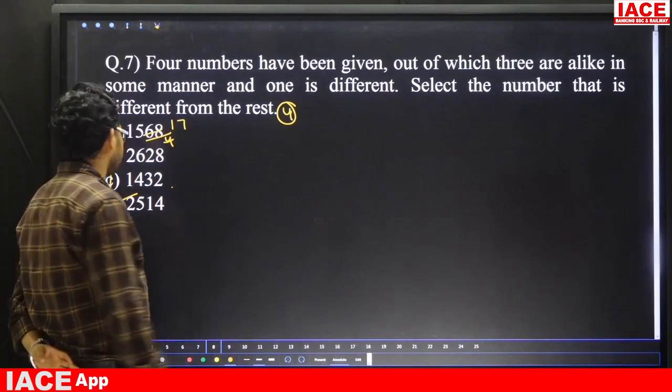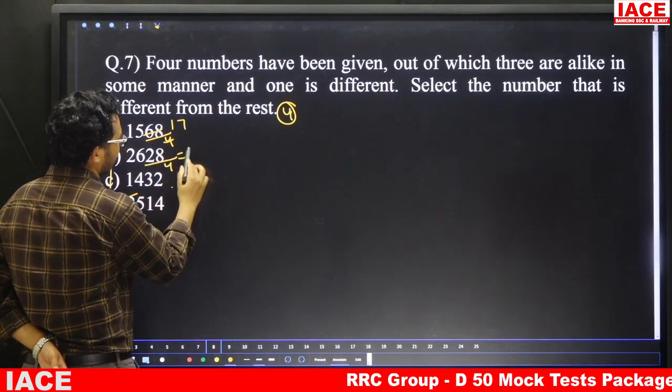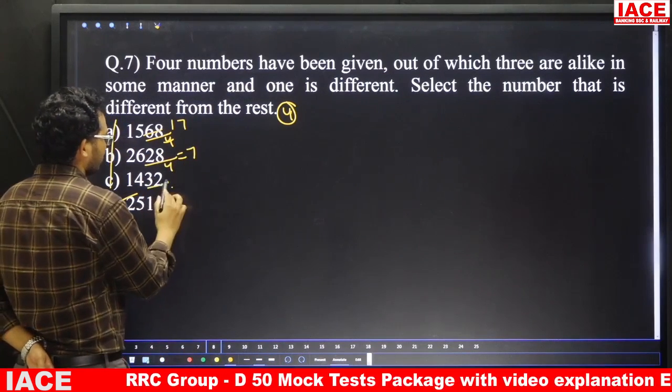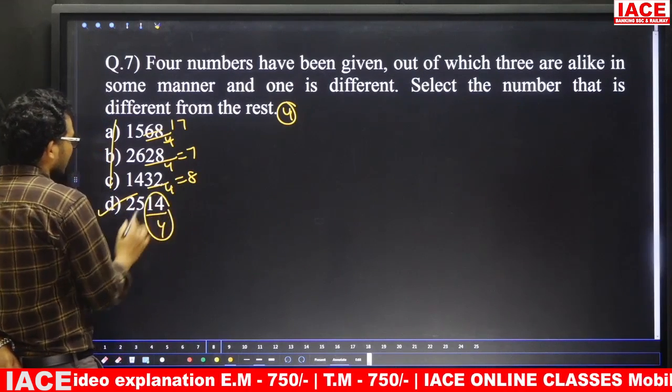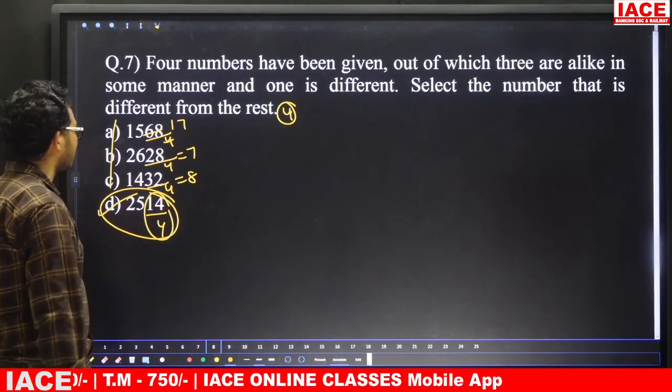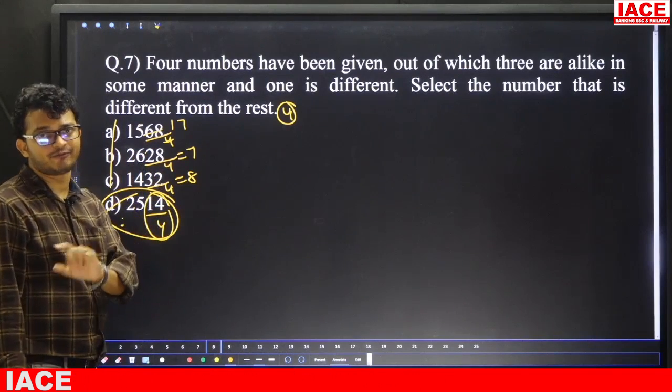Now 17 into 4 is 68. Last 2 digits: 28 by 4 is 7. 32 by 4 is 8. This one, 14, is not divisible by 4. That means here the answer is option D. Why? The remaining 3 are divisible by 4, but option D is not divisible by 4.